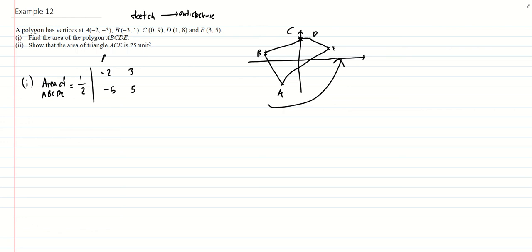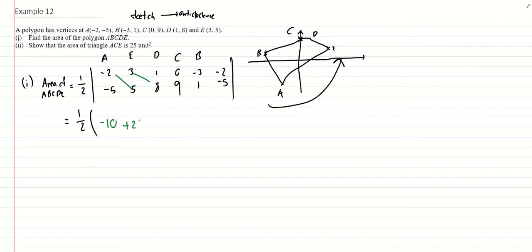So from A we go to E. From E we go back to D. So D is 1, 8. From D we go to C, which is 0, 9. And then we go to B, which is -3, 1. And then remember to go back to A, which is -2, -5. Okay. And then the way you explain is still the same thing. We do all the positive first, and then we settle the negative. So we have the -2 times 5. So this is -10. Okay, 3 times 8 plus 24. 1 times 9, which is plus 9.